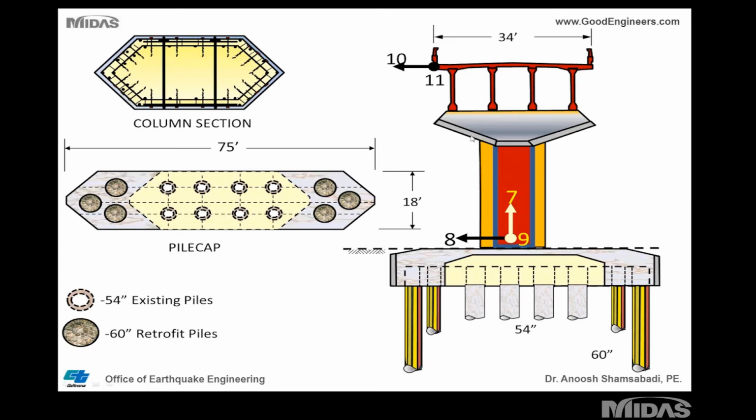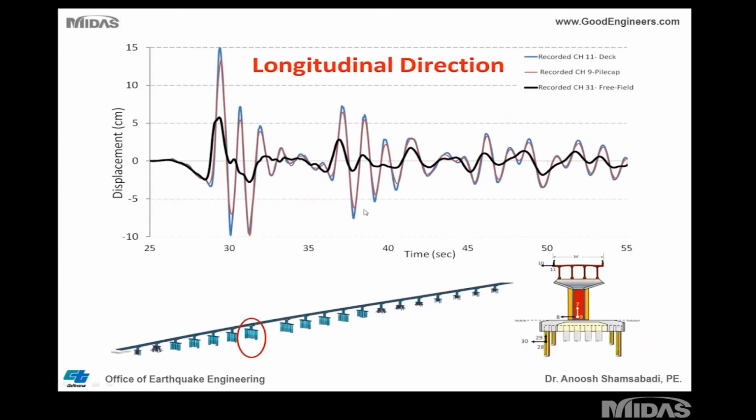Channel 9 and channel 11 are in the longitudinal direction of the bridge. Channel 8 and channel 10 are in the transverse direction of the bridge. And of course, channel 7 is in the vertical direction of the bridge. I do have a paper. I sent it to Midas. You may request it, they will probably send it to you, which shows all the comparison between the Midas model versus the recorded motion. You can probably ask Midas to email you the paper.